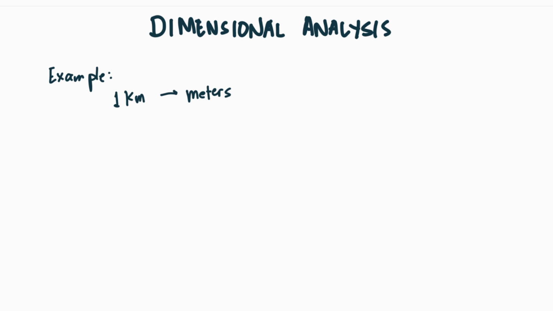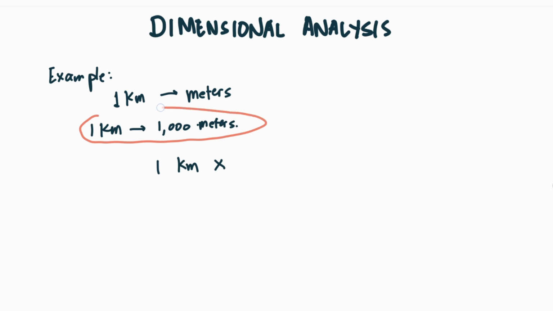For example, in this instance, we know that the conversion factor is that in every 1 kilometer, there is 1,000 meters. So if we are going to convert this using dimensional analysis, it will be written as follows. You write here 1 kilometer, then multiply this with the conversion factor that we have here above, which I'm going to encircle right now.